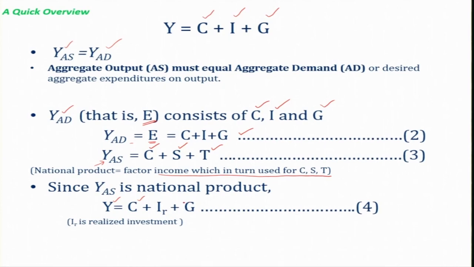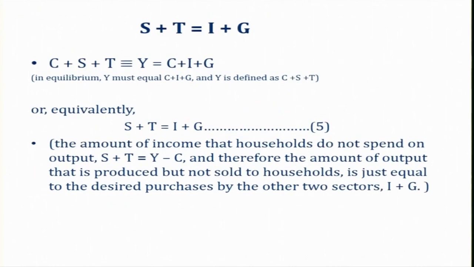Because there is a desired investment by the firms, but when we want to make it equal to Y_AS, we need to write, instead of I, the desired one, the realized, actual investment made by the firms, the productive sector, plus government expenditure. So we are rewriting it: Y is equal to C plus I_R plus G. In this case, the total C plus S plus T is the aggregate supply side, and it is approximately equal to C plus I plus G. This is aggregate demand.